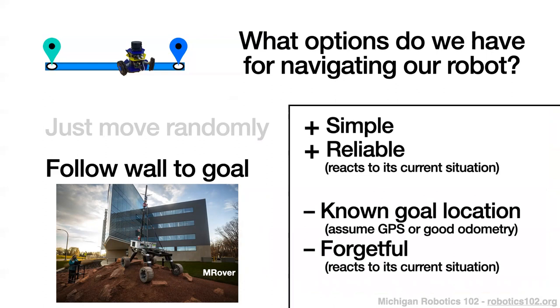This is something you can be a part of in your college experience. There are a number of things that are advantageous to this. It's relatively simple. It's relatively reliable. You know what it's going to do. Your wall follower can work in many different circumstances. But we have more computational requirements because we have to have a known goal location, which means we have to know where our robot currently is with respect to that goal. So we have to have either GPS or really good odometry. And our robot, because it's a wall follower, can be forgetful. It might make the same mistakes over and over again and not have the ability to adapt over time.